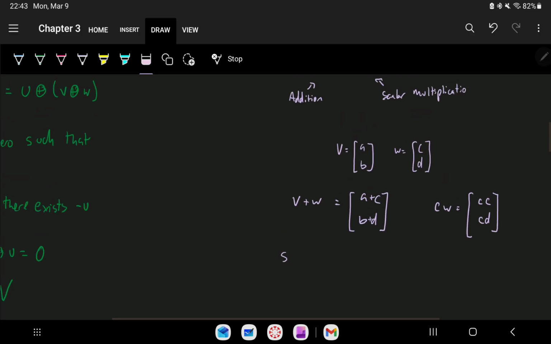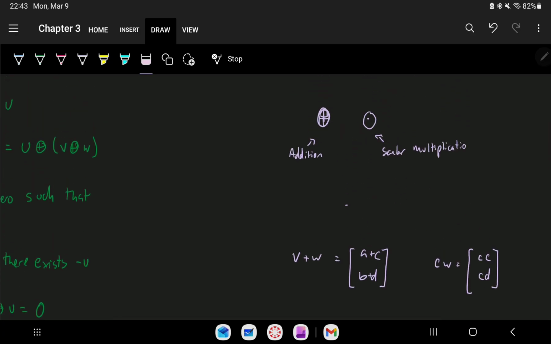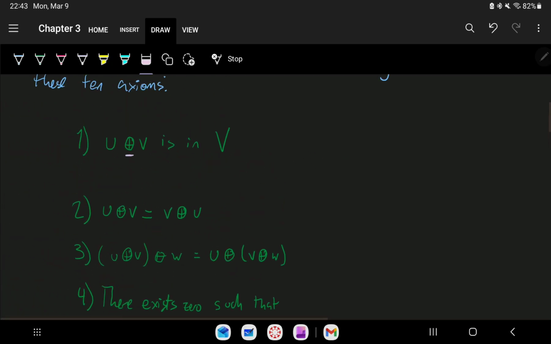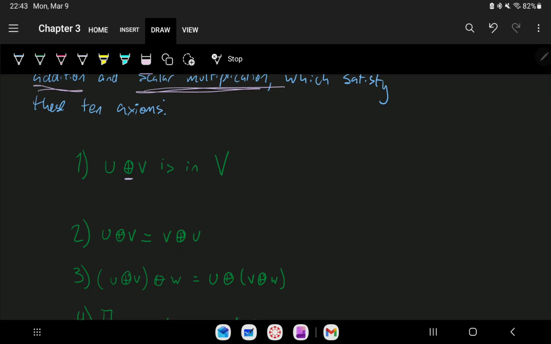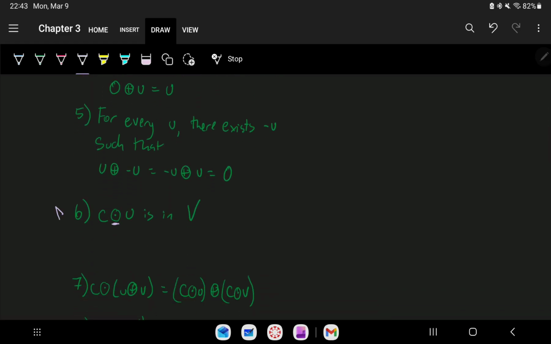So now that we have moved on from that, let us actually go into these 10 axioms. And I'm going to go a little out of order here, right? For now, I'm going to skip 1, and I'm going to skip 6.